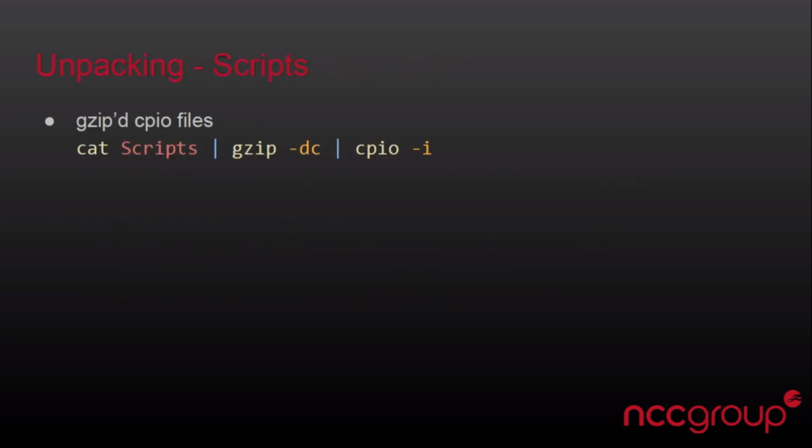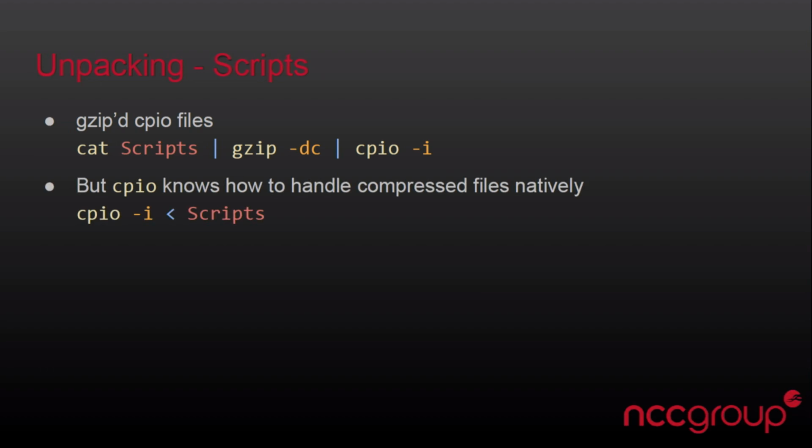So to unpackage those archives within it, like I said, it's a gzip cpio file, and so you can cat the archive into the decompression, into the archive extraction, or cpio actually natively detects that it's been gzip compressed, and so you can just put it right into the cpio and say it's input, and away you go. It'll dump right into the current directory all the contents of that.